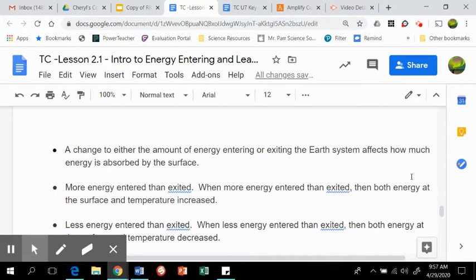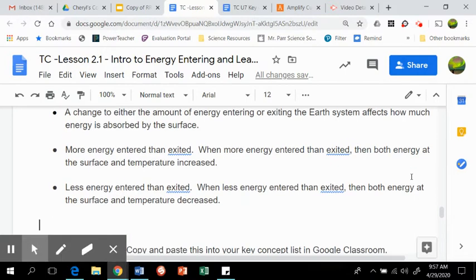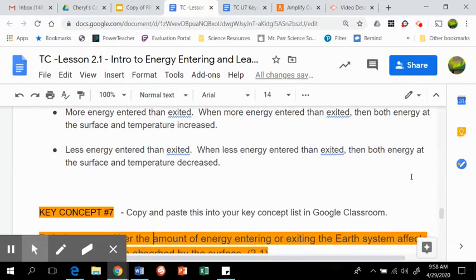We have evidence that more energy entered than exited. When more energy entered than exited, then both energy at the surface and temperature increased. And we found that less energy could have entered than exited. When less energy entered than exited, then both energy at the surface and temperature decreased.